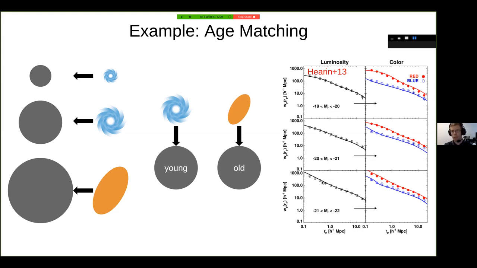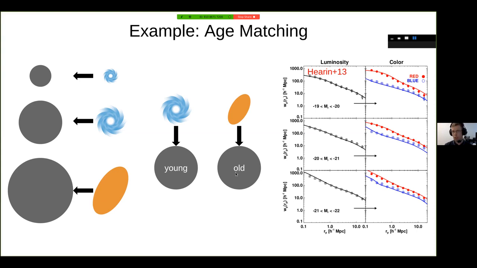So what's shown here is just the clustering amplitude for different luminosity samples on the left. And then once we split them by galaxy color, we see that red galaxies cluster much more strongly than blue galaxies. And so this age matching model explains this by assembly bias, basically because red galaxies live in older halos, which even at the same halo mass cluster more strongly.